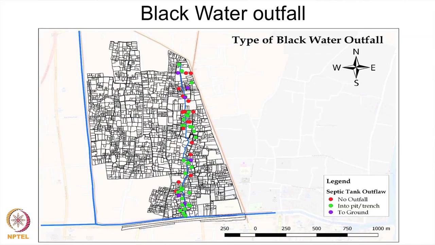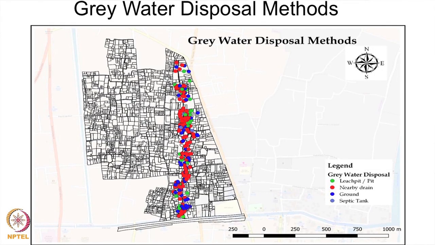This is the black water outfall. This is no outfall, this is outfall into the canal. So all these are kind of dangerous ways of bringing water out. Grey water disposal methods, this is also directly to the drain, that is the red. The red ones are, and then blue are directly to the ground also. That also will ultimately pollute the groundwater. So the majority of the systems are not safely disposed.